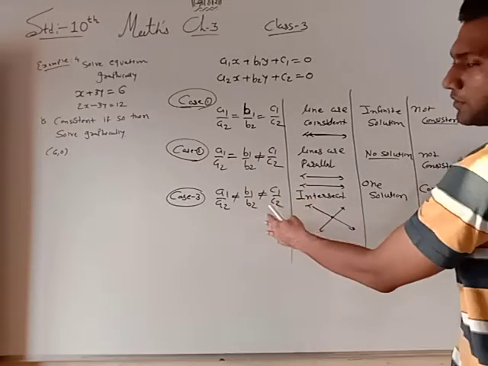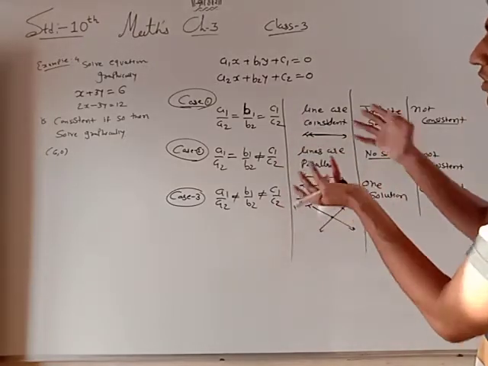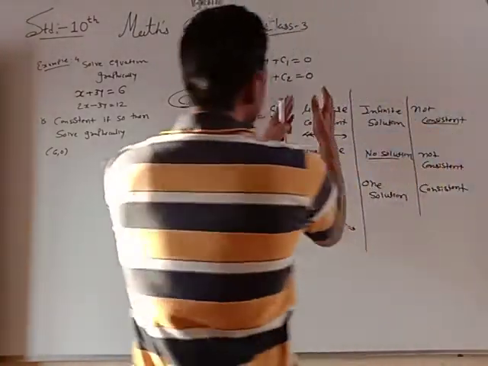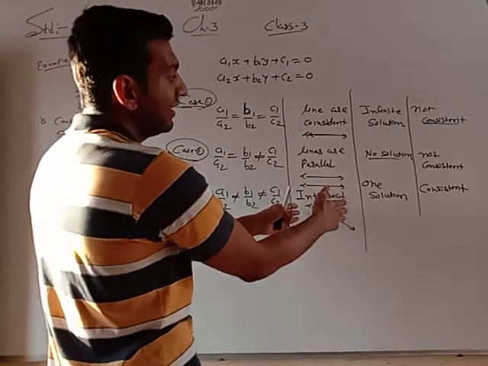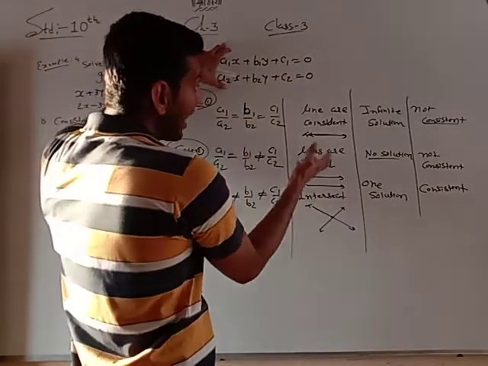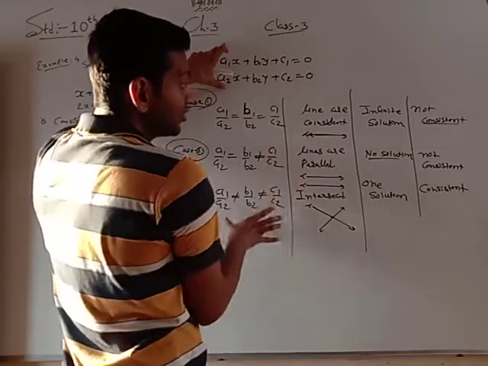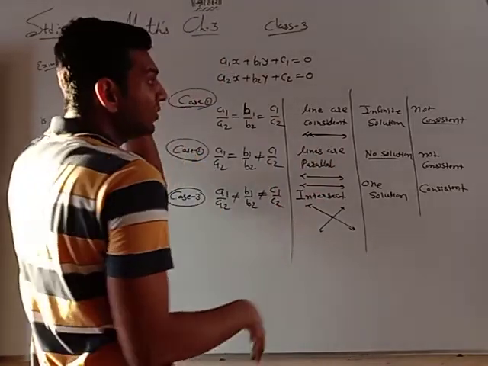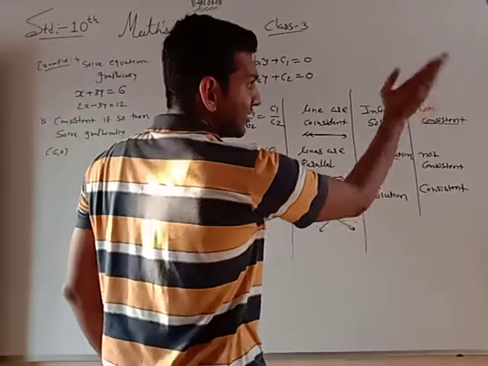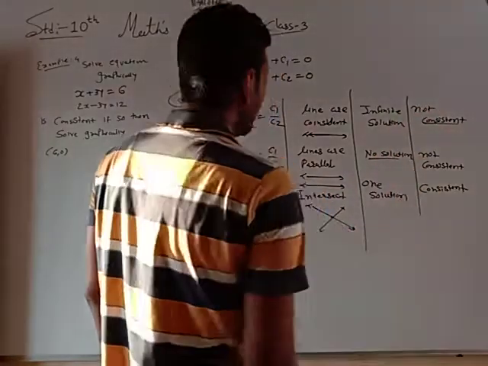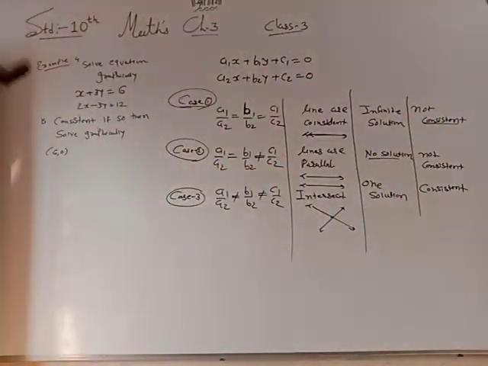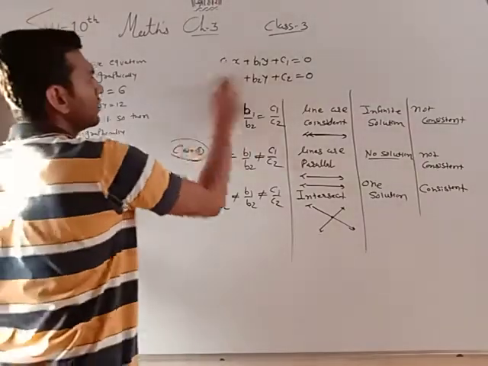This is the concept every student should know: which type of solutions you get for which type of lines. If you draw the graph of the two equations, which type of graph you will get. From the ratio you can judge which type of solution you get, or whether the solution is consistent or not. Okay, let's do example number 4 in your textbook.